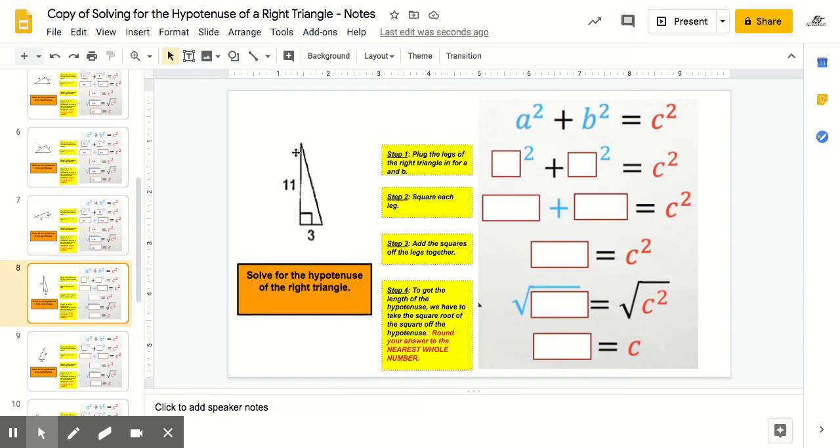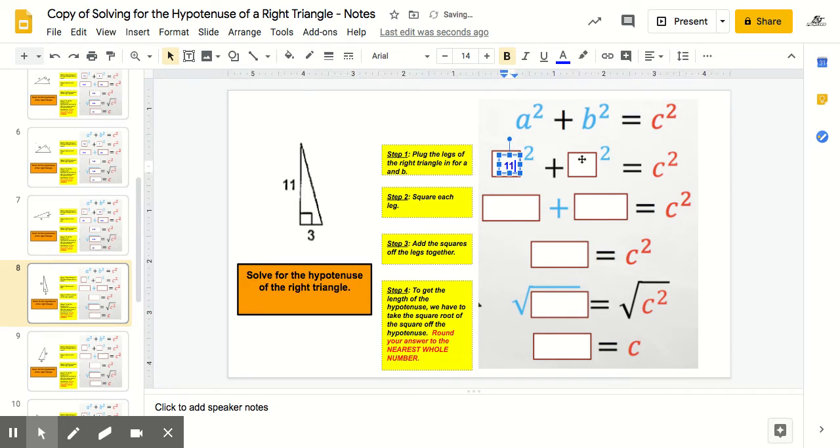Okay, next one, we're solving for the hypotenuse. Again, I gave you two legs, 11 and 3. So step 1, plug your legs into the Pythagorean theorem. Again, make sure you're plugging them in for a and b. Now you're going to square both of those legs. So 11 squared is 121 and 3 squared is 9. Then add the two legs squared together, which is 130.